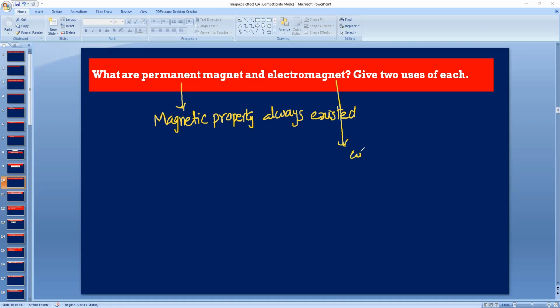Electromagnet: when we supply electric current, magnetism will exist.